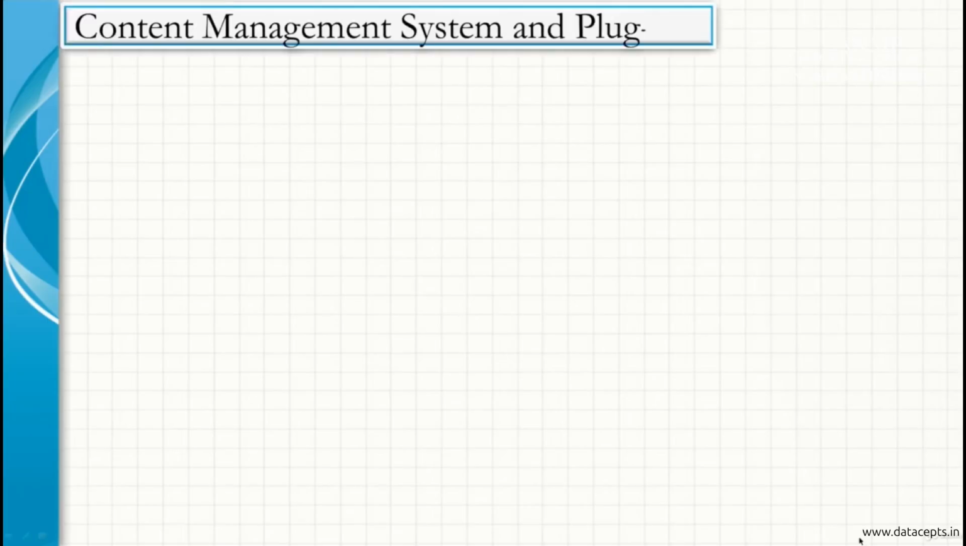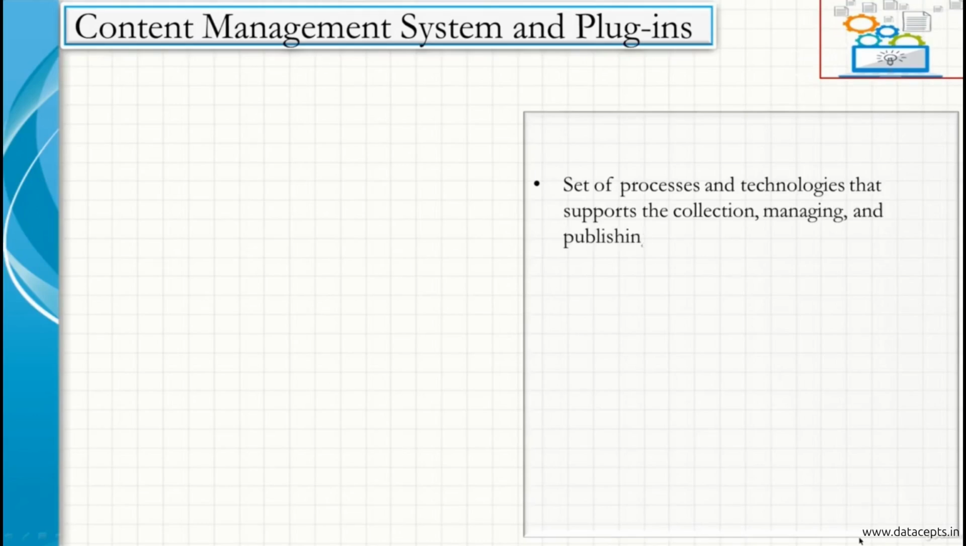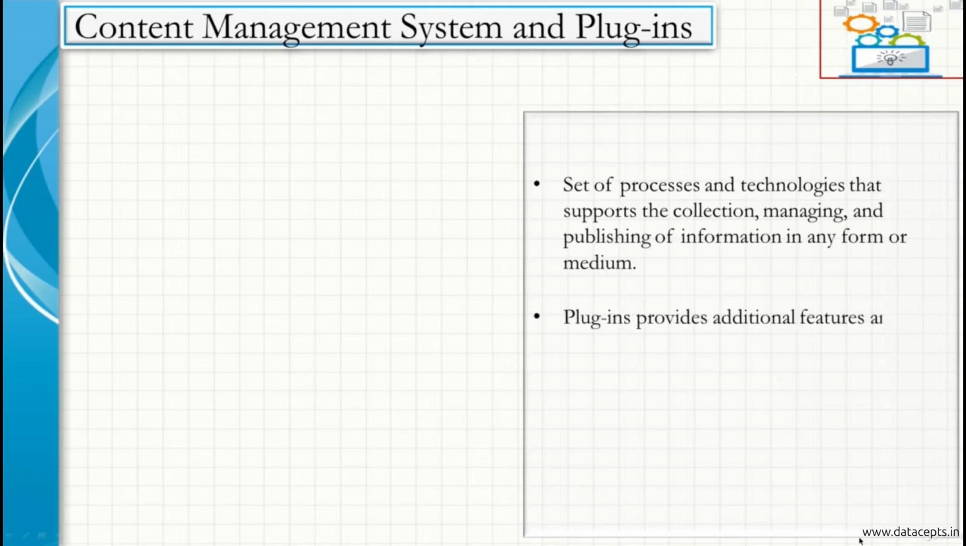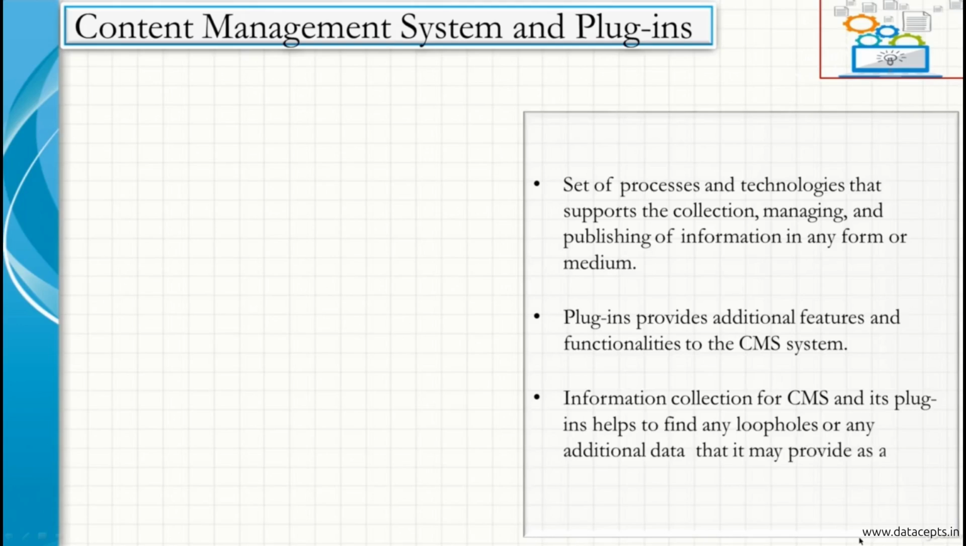Content management system and plugins. It is a set of processes and technologies that supports the collection, managing and publishing of information in any form or medium. Plugins provide additional features and functionalities to the CMS. Information collection for CMS and its plugins helps to find any loopholes or any additional data that it may provide as a part of reconnaissance.